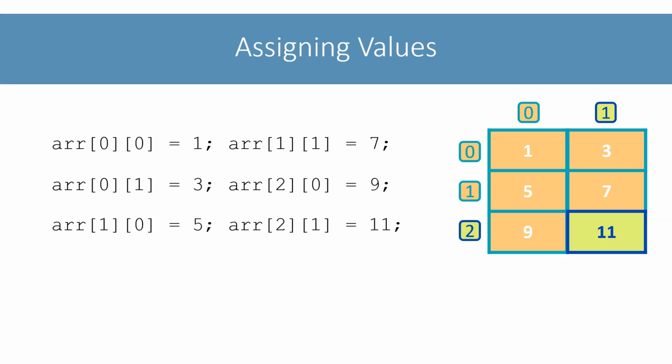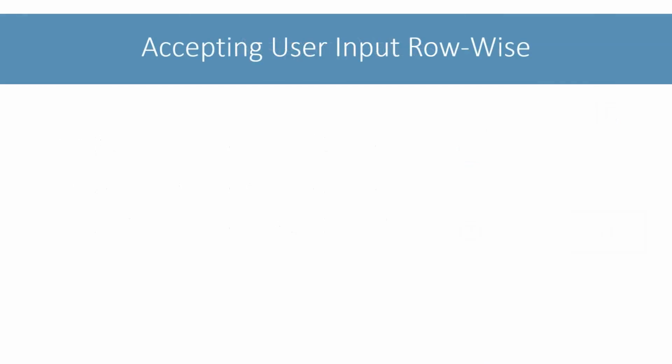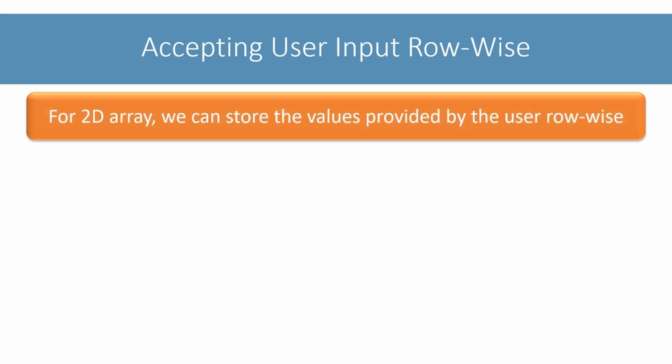Now let's understand how we can store user input into a double-dimensional array. I will continue with our 3 by 2 int array ARR for explaining user input as well. For a double-dimensional array, we usually store the values provided by the user row-wise. I know this last statement that I said about storing user input row-wise in the double-dimensional array didn't make much sense to you. But don't worry, stay with me and I will make you understand what it means.